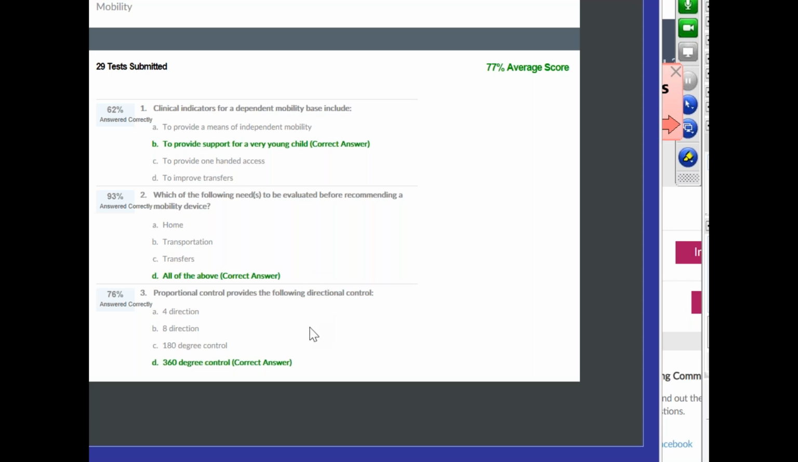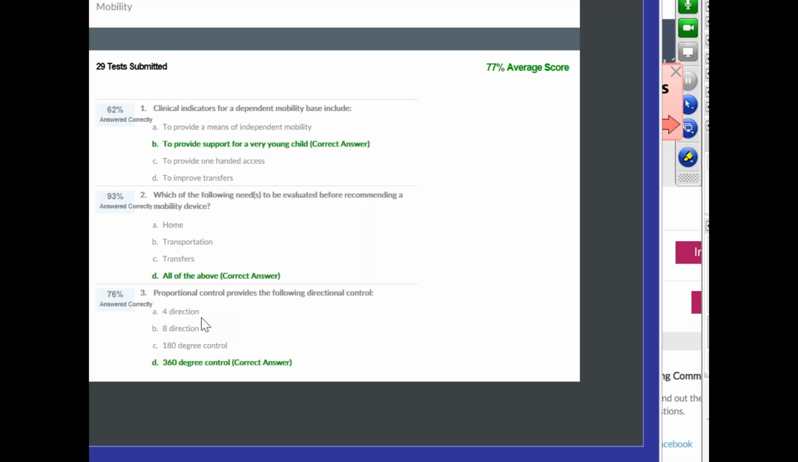Proportionate control provides the following directional. So 360 is the correct answer, and that was on the slide. It does do 4 direction, it does do 8, but it's not limited to just 4 and 8. It does do 180. So these aren't wrong. It's not that they don't do that, but 360 is the best answer because it provides that 360.